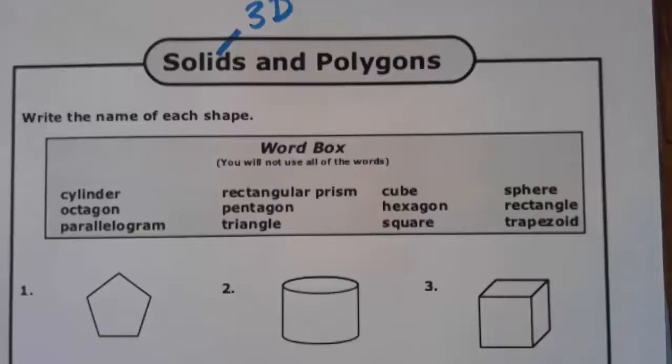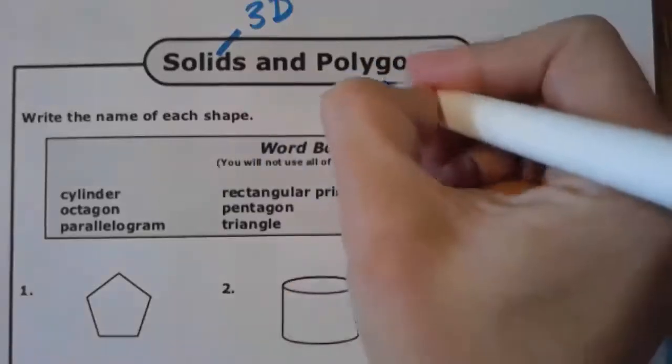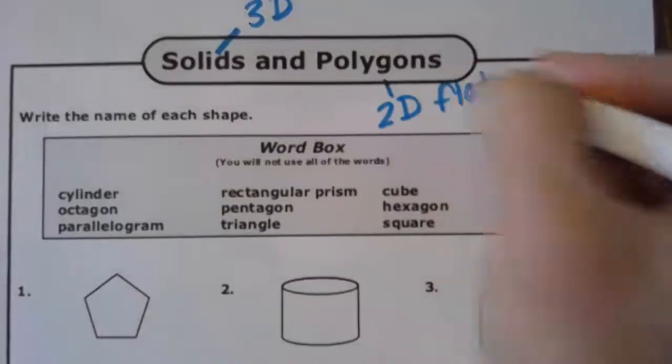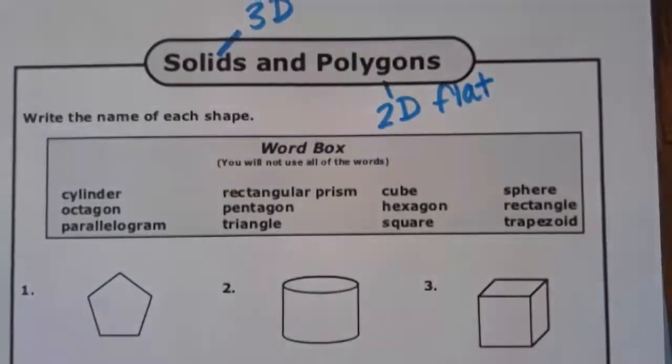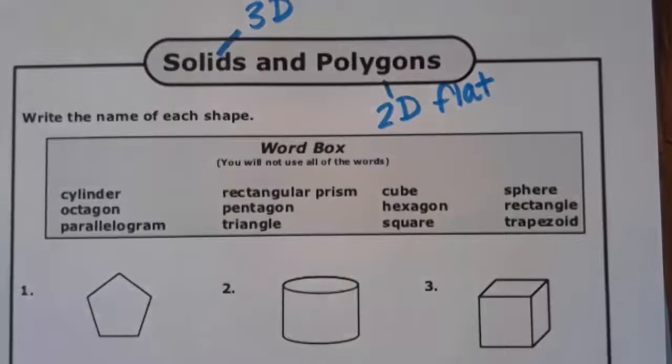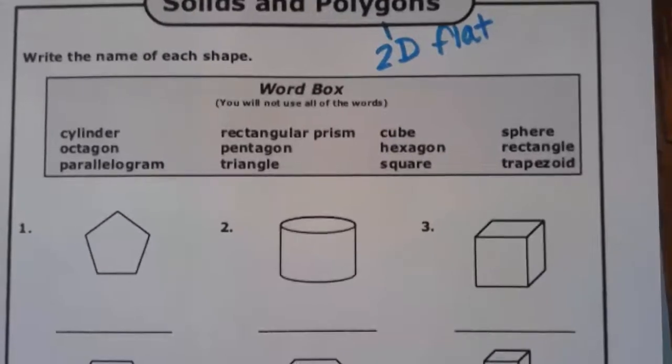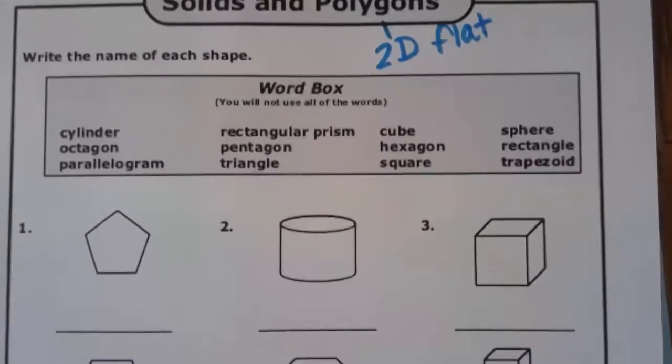Polygons are two-dimensional shapes. They are flat shapes, and they're also known as plane shapes. They're in one plane, they are not freestanding. So we're going to use those terms, those characteristics to help us when we are identifying our shapes.